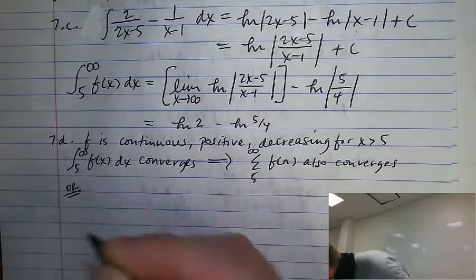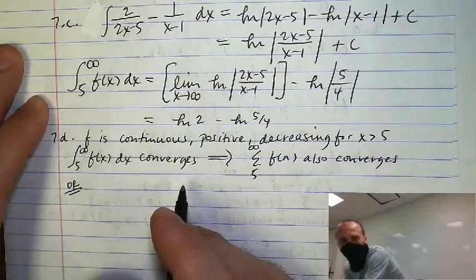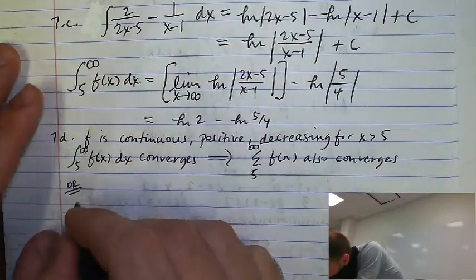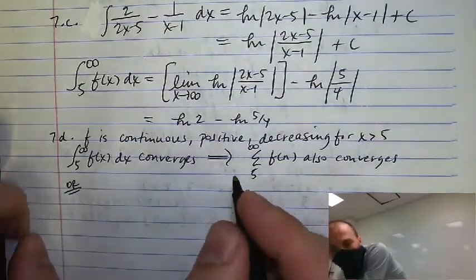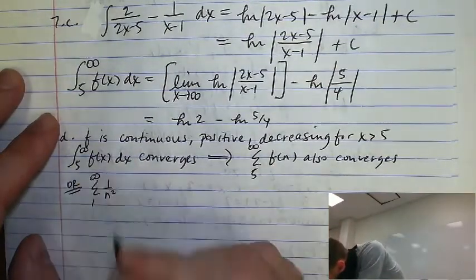Alternatively, I could say, let's see, let's compare with limit comparison with 1 over n squared, 1 over n squared as n runs from 1 to infinity.